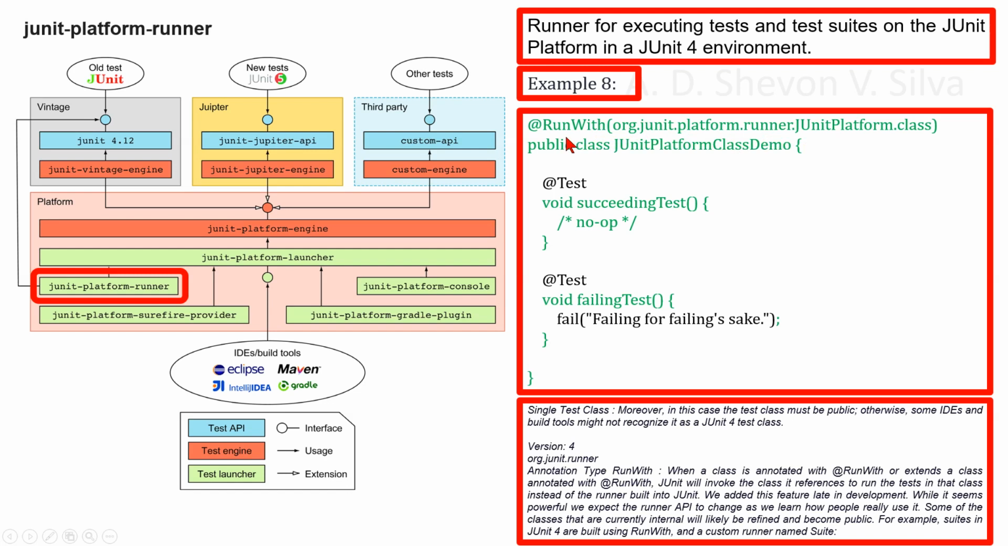One way to use the junit-platform-runner is to annotate the test class with @RunWith(JUnitPlatform.class) directly. Please note that the test methods in this example are annotated with org.junit.jupiter.api.Test from JUnit Jupiter, not org.junit.Test from JUnit 4. Moreover, in this case, the test class must be public. Otherwise, some IDEs and build tools might not recognize it as a JUnit 4 test class.